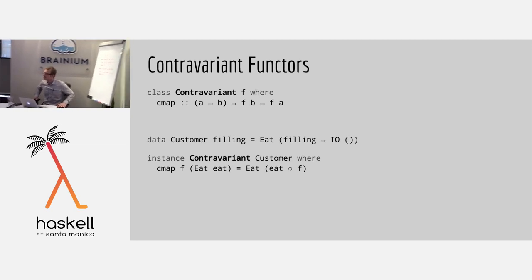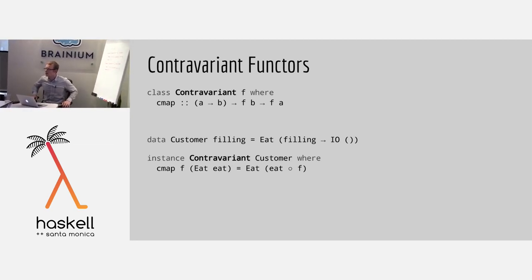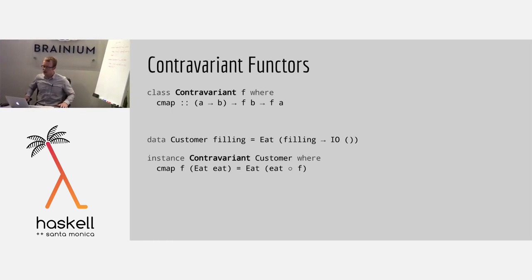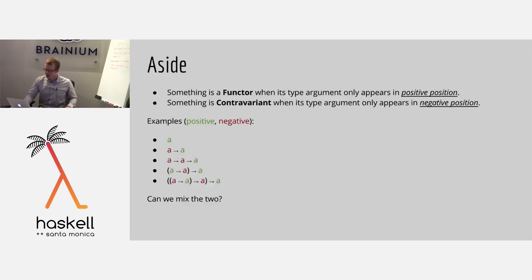I can't imagine where I would use contra. Right, it's not as common. It's nowhere near as common as functor in my experience. It's more common, I think, in the form of a profunctor, which is the next slide after this one. An intuition for this: we already covered the function arrow, so we jumped ahead a little bit. A functor is something where the type argument appears only in what we call positive position, and something is contravariant when its type argument appears only in negative position. If you have a mix, you can't be either.